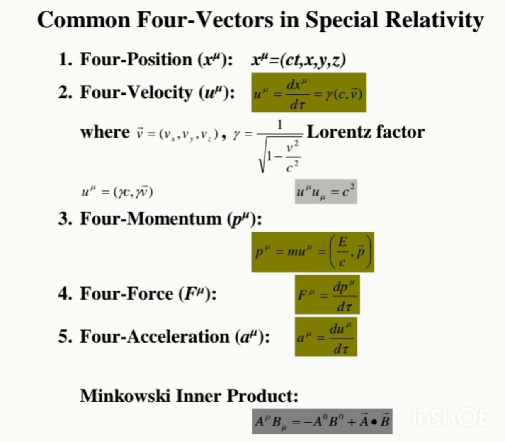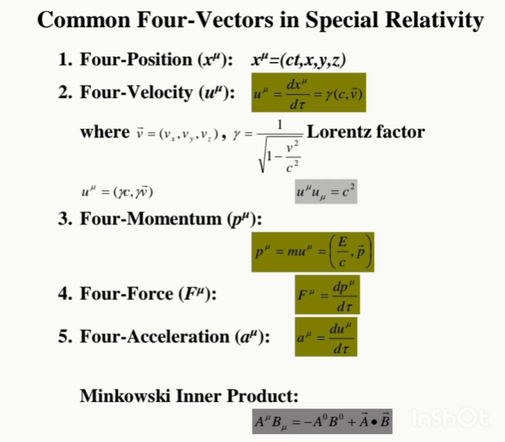Four velocity, u^μ. The four velocity is the rate of change of the four position with respect to proper time τ, which is the time measured in the rest frame of the particle. The four velocity of a particle is defined as u^μ = dx^μ/dτ, that is γ(c, v), where v vector is the components vx, vy, vz, the usual three velocity of the particle. γ = 1/√(1 − v²/c²) is the Lorentz factor, c is the speed of light, and dτ is the proper time, the time measured by a clock moving with the particle. In components, this is u^μ = (γc, γv).